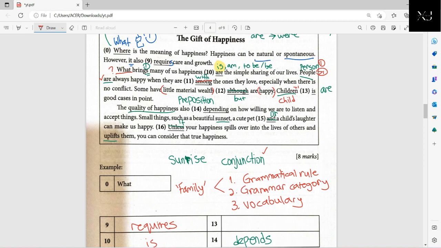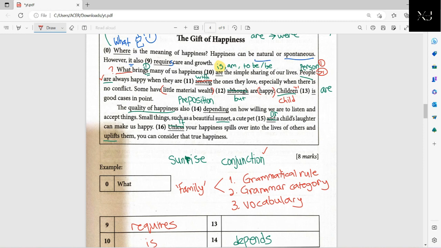Then the word conjunction is like the word because and all those things. That is also a category. Vocabulary would be words that you can change the spelling to, such as the word requires. Requires means like you need this, right? So it's a word that has a meaning. It's not a rule. So that's how we know it's a vocabulary.